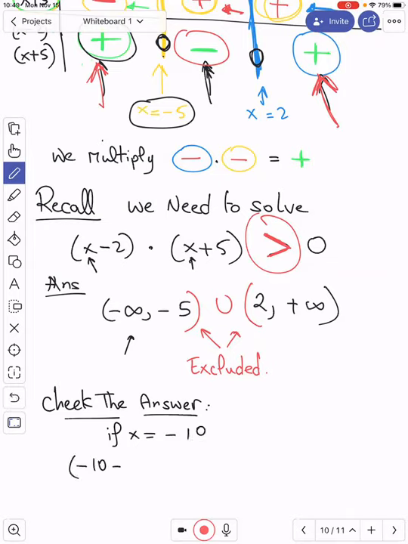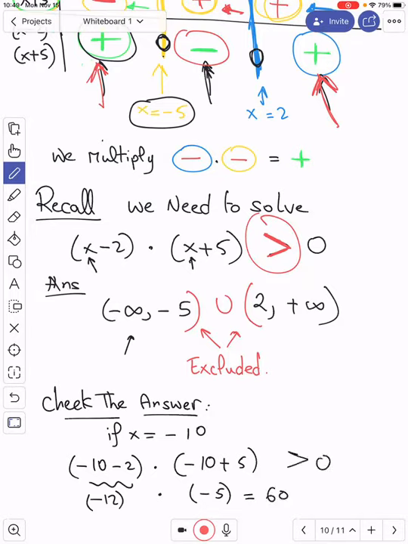it's like -10 minus 2 times -10 plus 5, right? So this is like -12 times -5. So the answer would be +60, right? So the answer would be positive. Okay, so the inequality is true, right? So -10 is a solution, right?